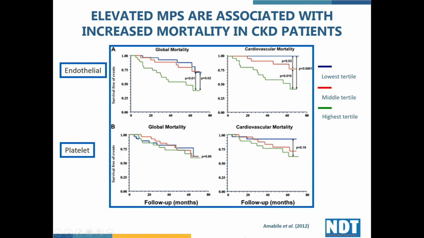So this is Nicolas Amabile, Chantal Boulanger's group in Paris, looking at levels of microparticles in individuals with chronic kidney disease. In this case, they had a larger cohort, so they divided their microparticle levels into tertiles: lowest, middle, and highest. What they found was that the highest levels of endothelial microparticles were again associated with an increase in both global and cardiovascular mortality over a 6-year follow-up. That wasn't really the case for platelet microparticles.